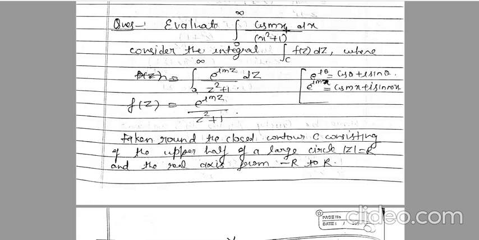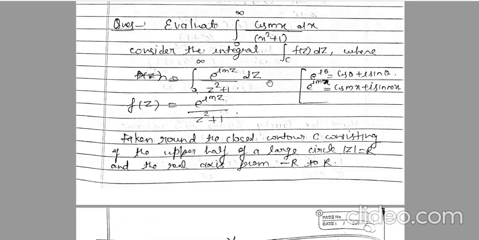So x is replaced by z because our function for the semicircle is in z. So the integral from 0 to infinity of e^(imz) upon z squared plus 1 dz. Now f(z) is equal to e^(imz) upon z squared plus 1.